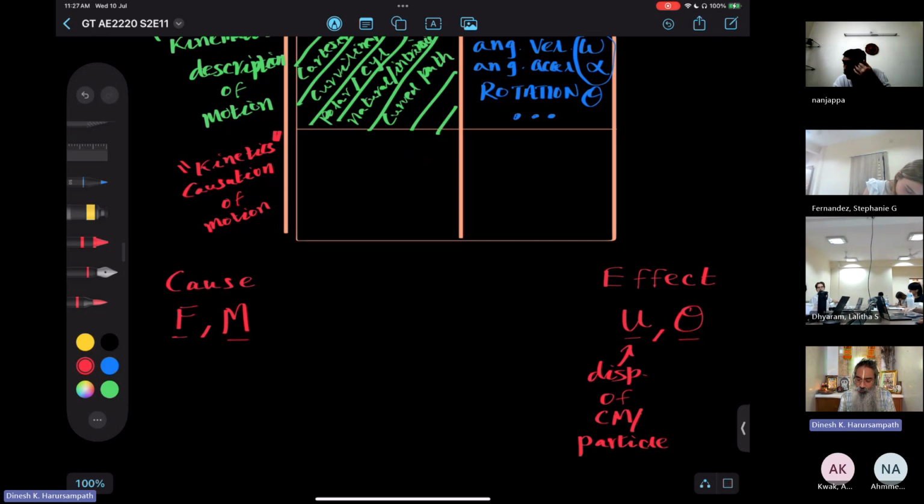Where the difference does come, of course, is in terms of the rotation. The rotation is of the rigid body, which in my slides, as well as when I write on the blackboard over here, I'll be abbreviating as RB. And whenever I say RBD, essentially it means the rigid body dynamics that we're talking about.